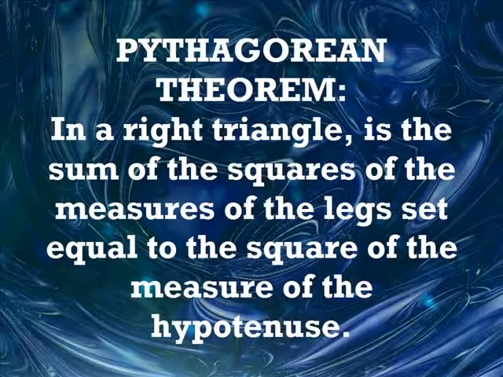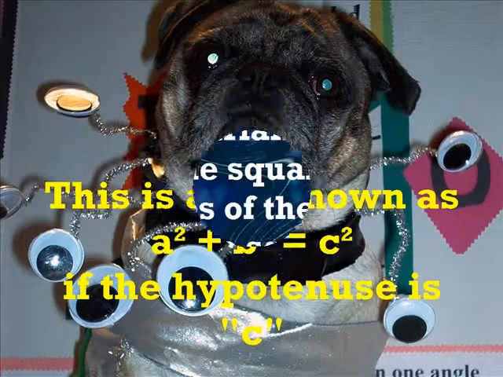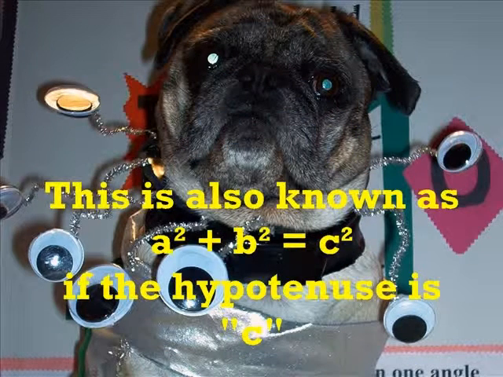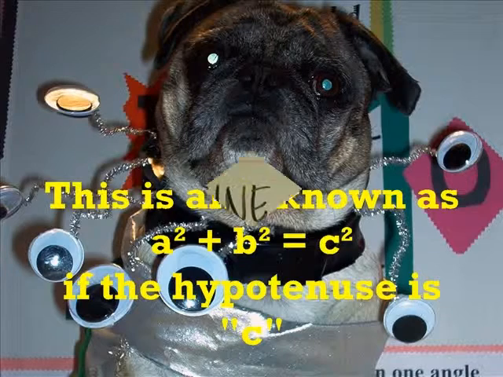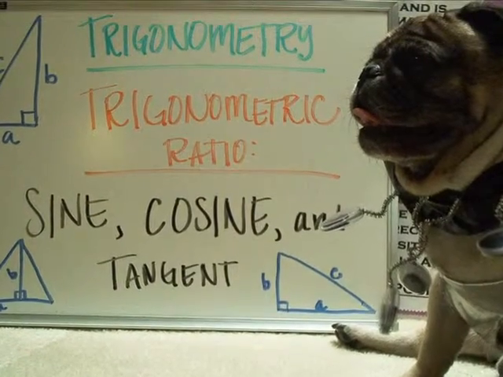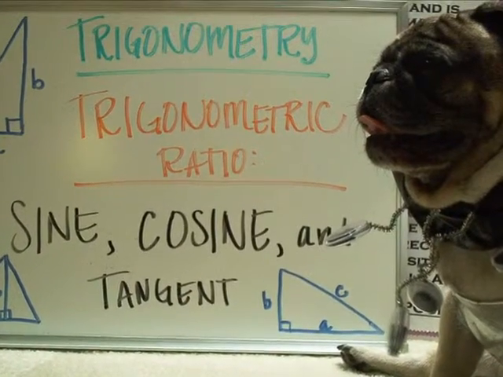The Pythagorean theorem in a right triangle is the sum of the squares of the measures of the legs equals the square of the measure of the hypotenuse. If c is the hypotenuse, then a squared plus b squared is equal to c squared. It is easiest remembered as a squared plus b squared equals c squared if the hypotenuse is side c. The next 5 definitions are all related to each other.